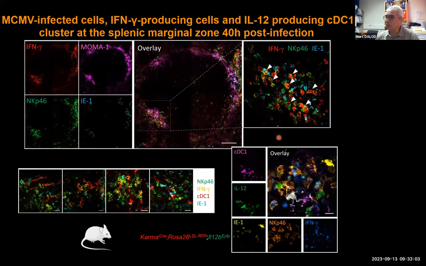So where are cDC1? What we did is we used new mouse models that were developed that express the red fluorescent protein specifically in cDC1, and that we crossed with IL-12 beta reporter mice to look at in situ IL-12 expression by cDC1. And you can see that when you look at clusters of IFN gamma producing NK cells in the vicinity of infected cells, in these clusters you see cDC1, and you see that there are a lot of cDC1 in these clusters.